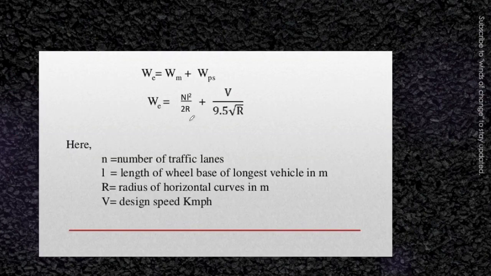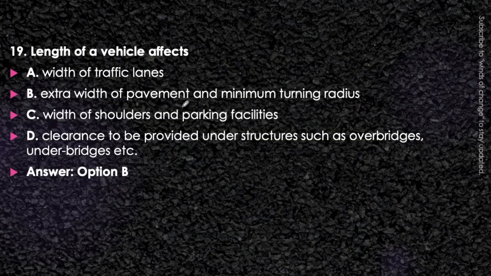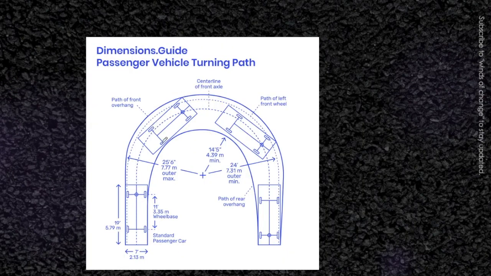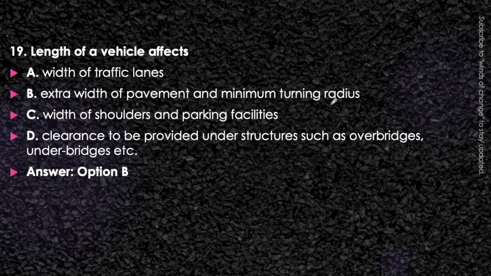Here we can see in the formula of extra widening, extra width equals nL² by 2R plus V upon 9.5 under root R. Here we can see that L is the length of the wheelbase of the longest vehicle. It will affect the extra widening of the pavement. So first of all, it will affect the extra width of pavement. Now the turning radius, you can watch here, turning radius will also be affected if the length is higher. If the length of the vehicle is high, then obviously the radius of the curve provided will also be high. So that is why it will affect the minimum turning radius also.